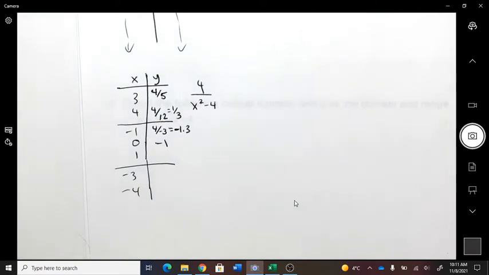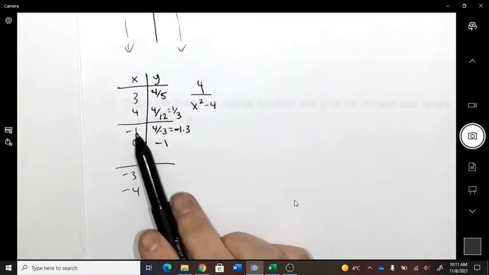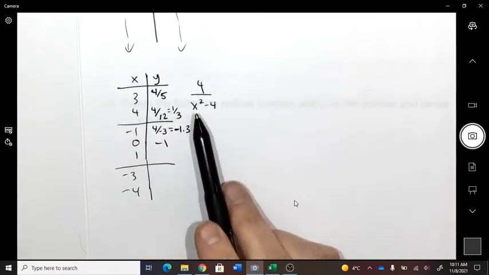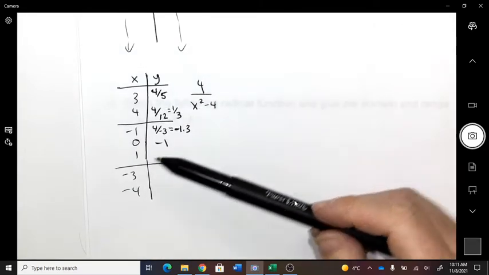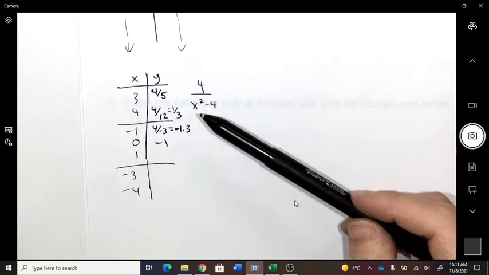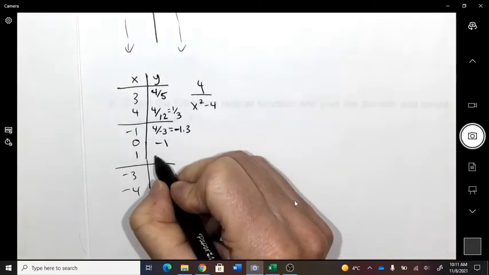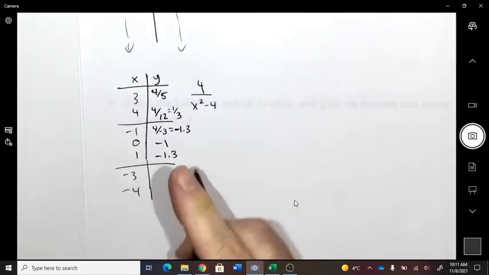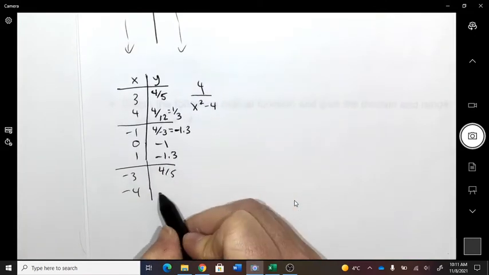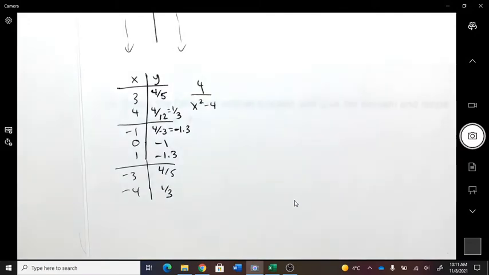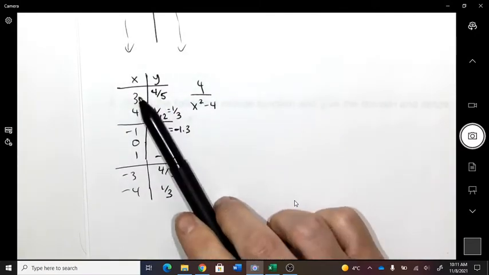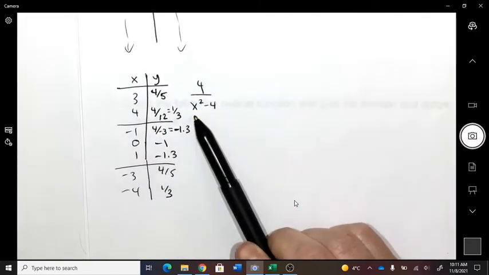Now, you know what? I'm going to copy everything else. Do you realize that if I plug a negative value in or the positive value in, it's going to turn out the same? Because a negative 1 squared or a positive 1 squared is going to be the same thing here. So this is negative 1.3, 4/5, 1/3. I'm just replicating its positive, because if I plug a 3 in, or if I plug a negative 3 in, that's going to come out the same.